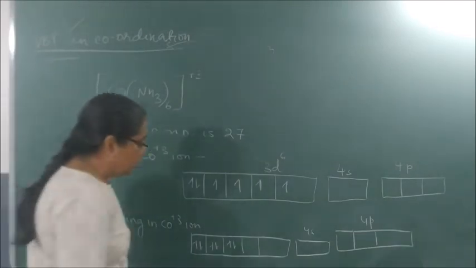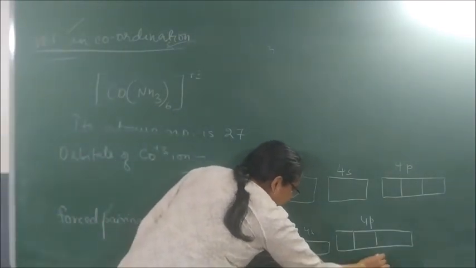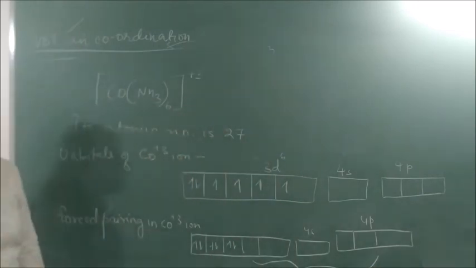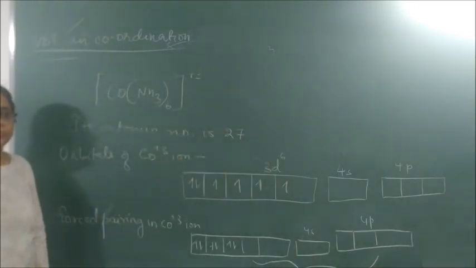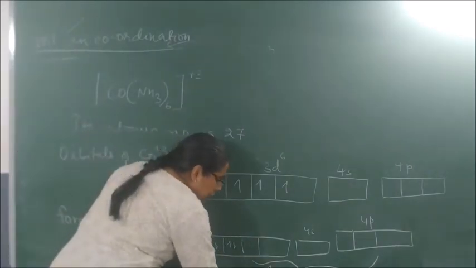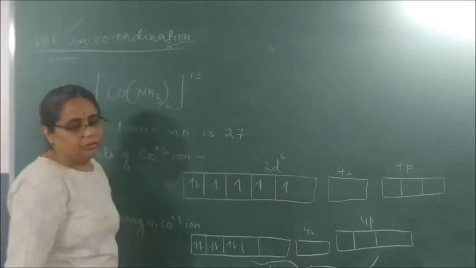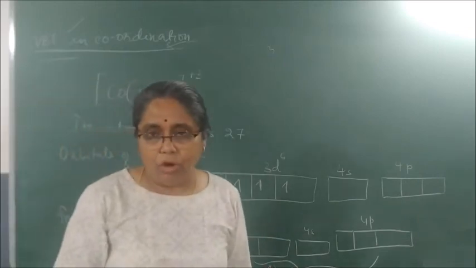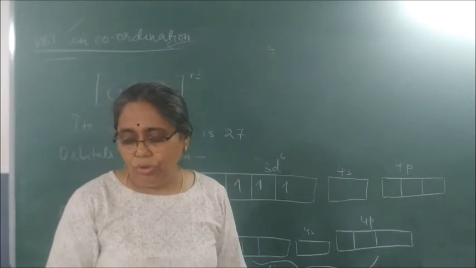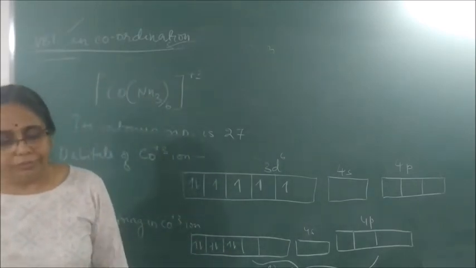Then write the empty orbitals. Mark it here. The empty orbitals show d2sp3 hybridization.